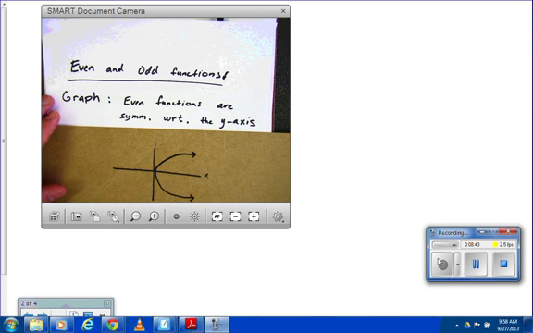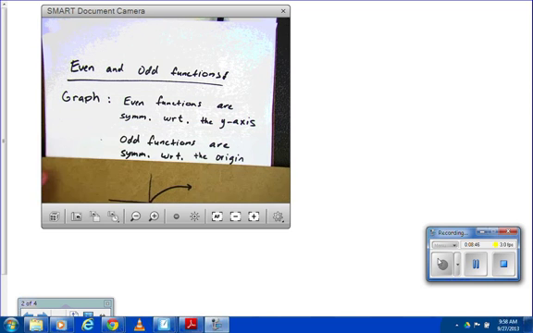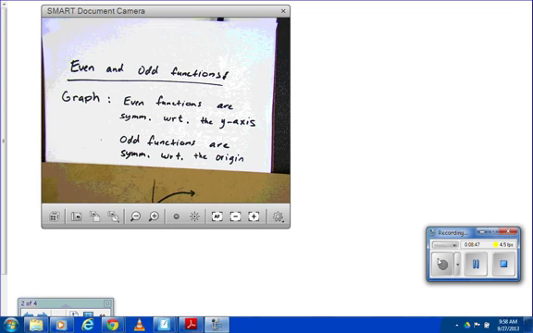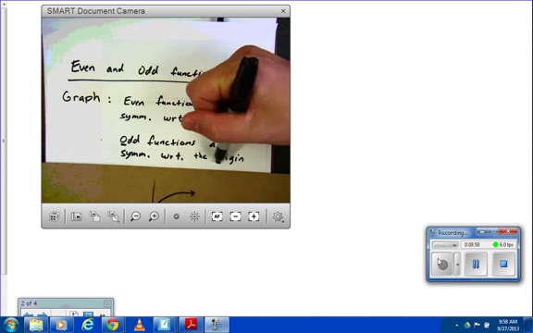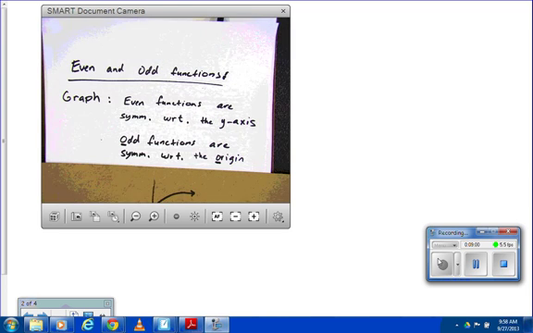So here's the deal. Odd functions are symmetric with respect to the origin. Not the x-axis. The way I remember this is, I think, odd, origin. Okay, double O.